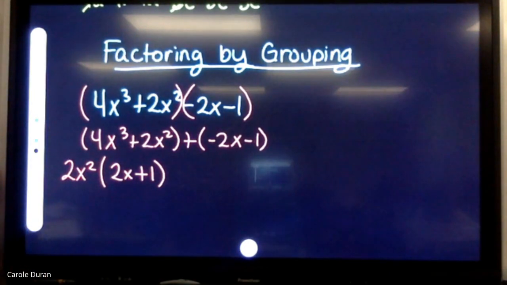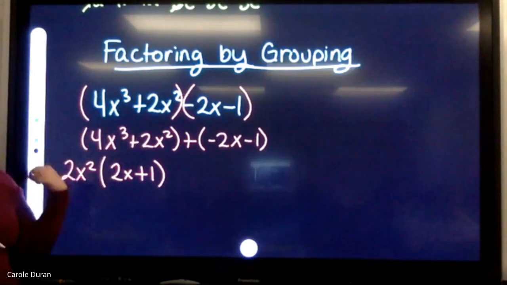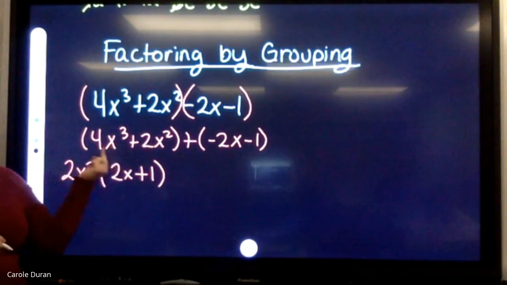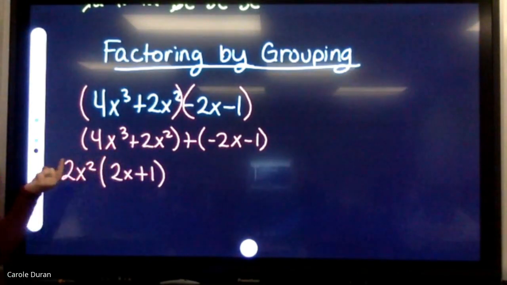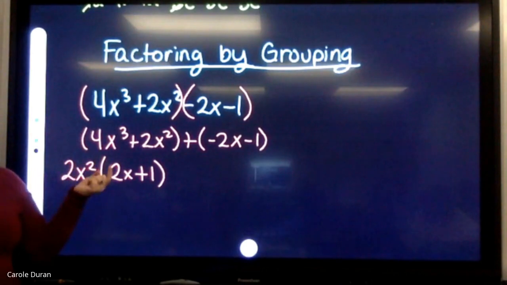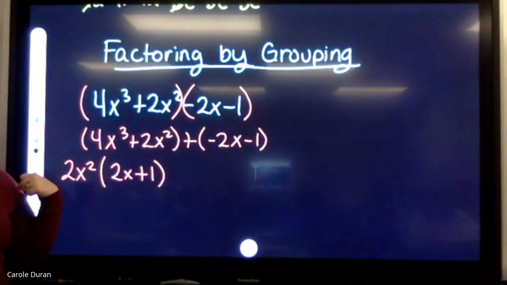What did you just do? I took or factored out a 2x squared from each of these. Oh, I'll show you in a minute. Why? I'm going to show you.